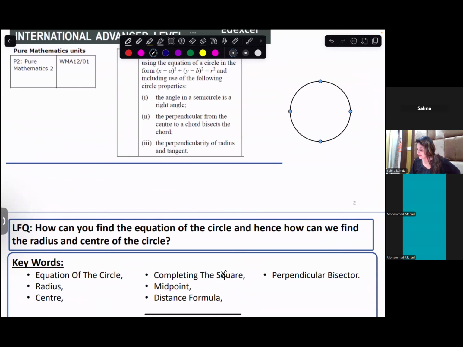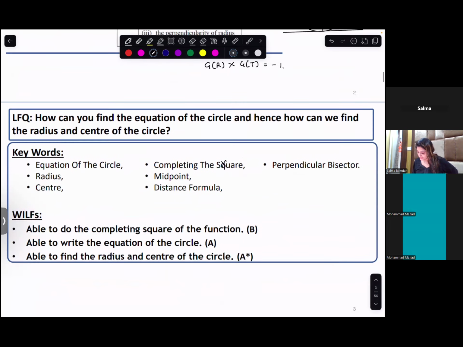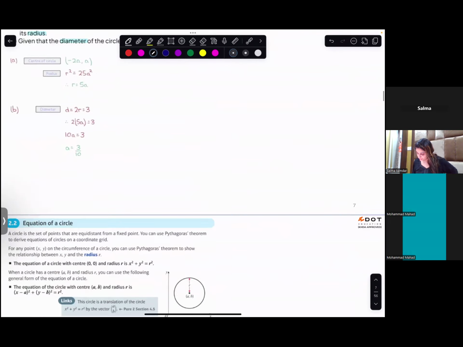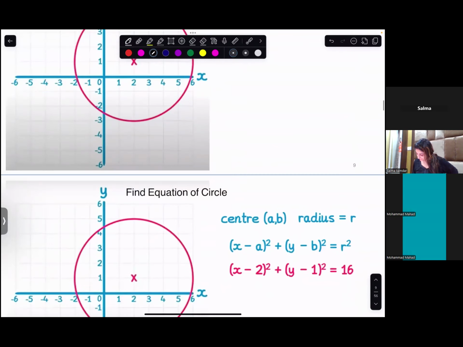Suppose I have a point. This is the center. This is my radius. This is the tangent. What is the relationship between the radius and the tangent? The radius is going to be perpendicular to the tangent. And what is the relationship between their gradients? When the gradients are multiplied together, they are going to be -1. The gradient of the radius multiplied by the gradient of the tangent is going to be equal to -1. So you know everything about the equation of the circle.